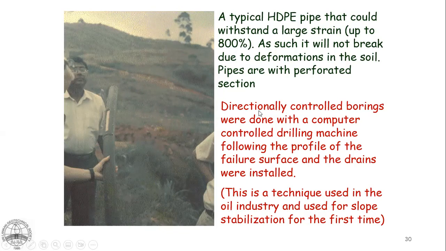So in this exercise, they did the boring just under the failure surface. They used the technique called directional drilling, which had been used in the oil industry to install oil pipes below water streams. This was the first time that this particular technique had been used in the stabilization of a landslide.